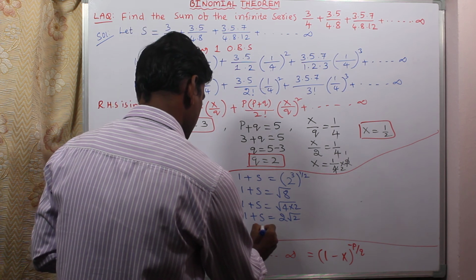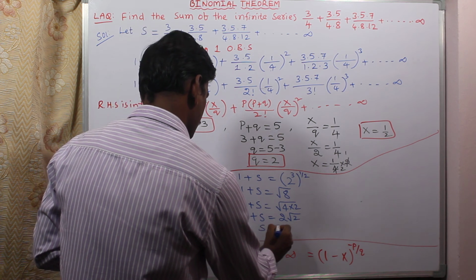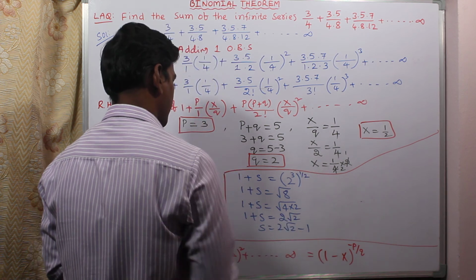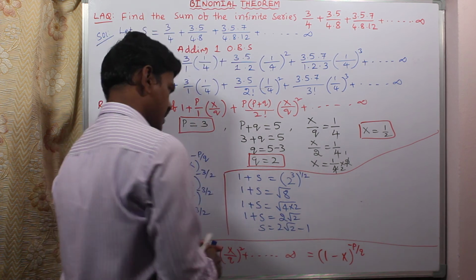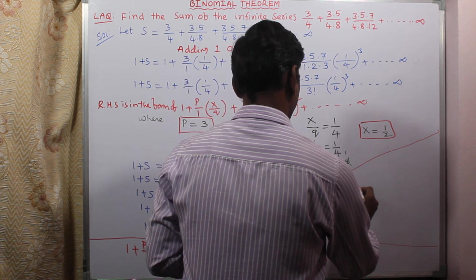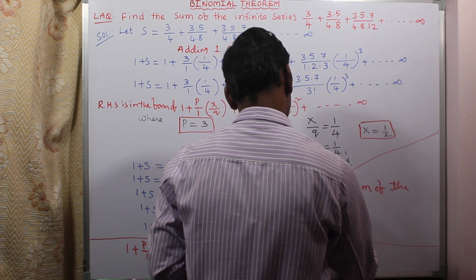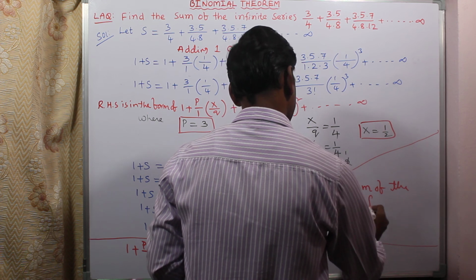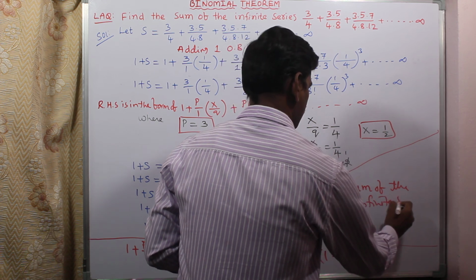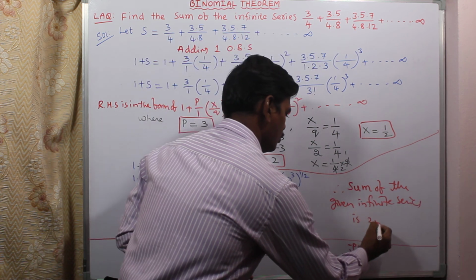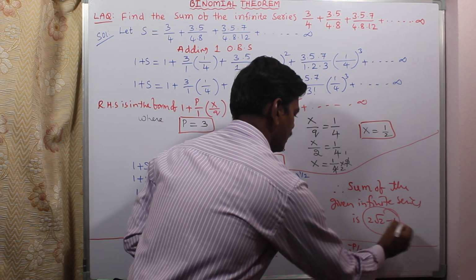From this, s is equal to 2 root 2 minus 1. So 2 root 2 minus 1 is the answer. Therefore, the sum of the given infinite series is 2 root 2 minus 1, is the answer.